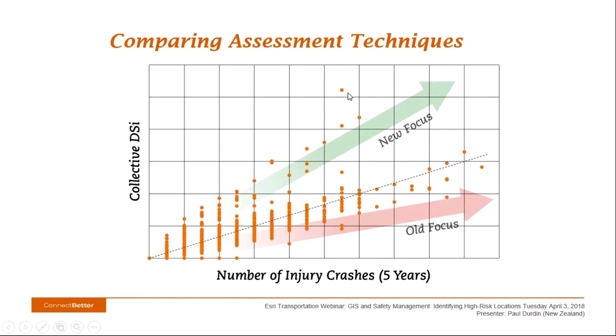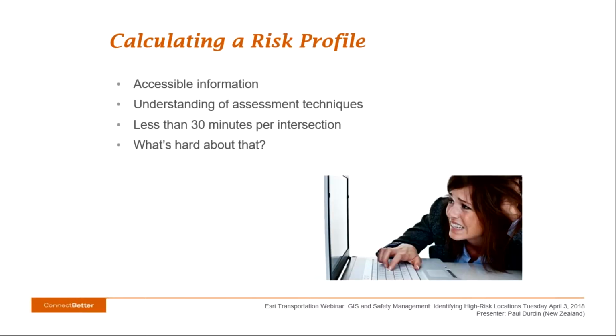At this point in time, if I can draw your attention to this data point here, we'll come back to that shortly as a case study to show that particular intersection. Just by way of data, there were 25 intersections in Auckland that had more crashes in the past 5 years, but on a collective DSI basis, it was by far and away the highest risk intersection in all of Auckland. So I'll come back to that shortly.